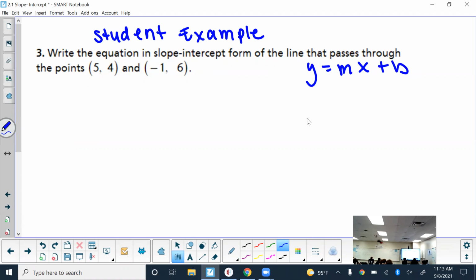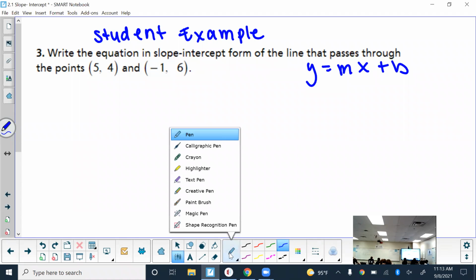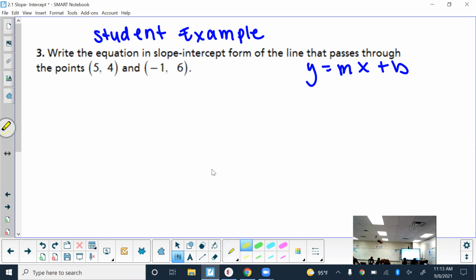So what two things do I need to identify in order to write something in slope-intercept form? The m and the b, which are the slope and the y-intercept. So we're going to learn different forms in order to not get them confused. Just look at the name. It tells you exactly what you need. You need your slope and your y-intercept.